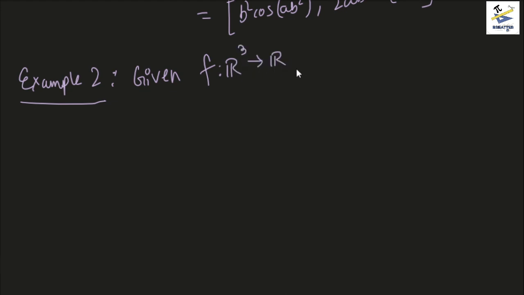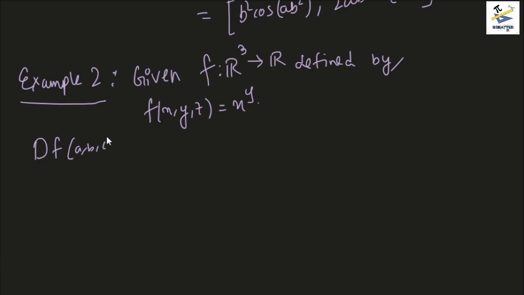This is another example where we have a function from R cube to R defined by x to the power y. So find D of (a, b, c). First of all, notice that it has 3 inputs, so the linear transform would be 3 dimensional. The basis for R cube is 0 0 1, 0 1 0 and 1 0 0. These are the basis operators for the Euclidean space R cube.